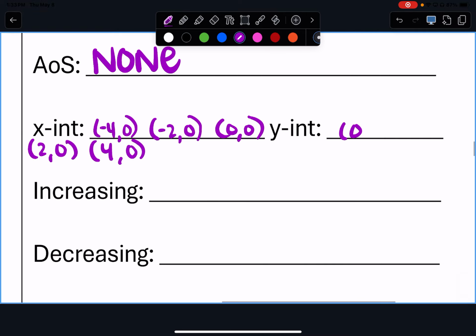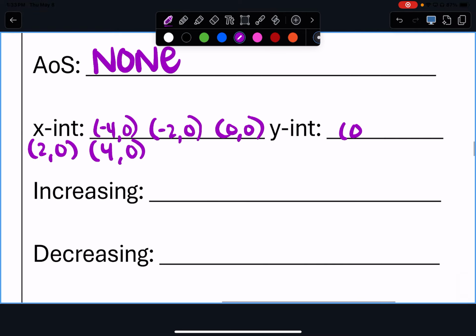Now, this graph does a whole lot of increase, decrease, increase, decrease, right? So we're going to figure out how to write all of that. And the best way to do that when there's multiple increases and decreases is to just start at the left and go through the whole graph. So what is happening right here? It's increasing, okay? So it means it's going up. What would that interval be? Negative 4, negative 3.